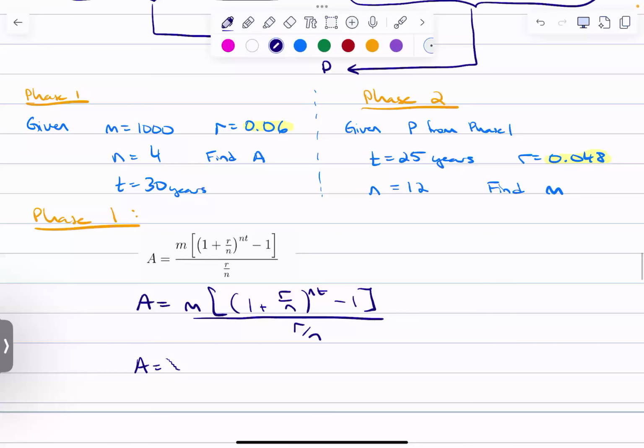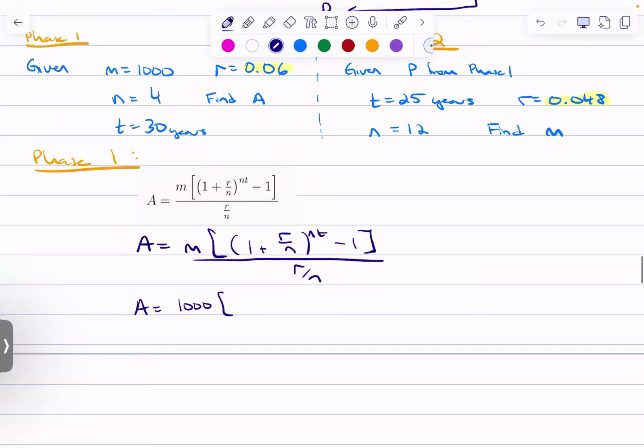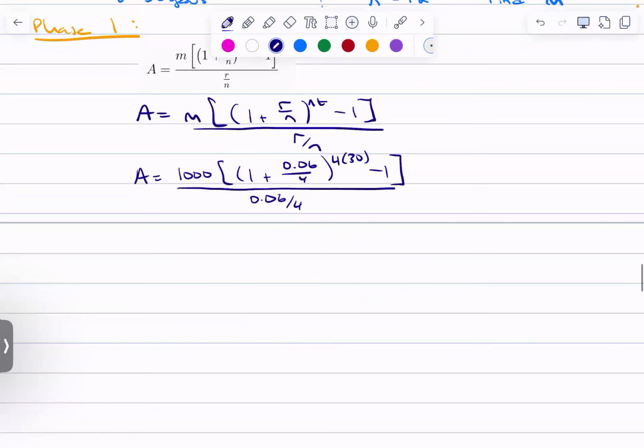I know M is 1,000. I'm going to try to keep it: times 1 plus 0.06 divided by 4 to the power of 4 times 30 minus 1, divided by 0.06 divided by 4. Let's see, is 0.06 divided by 4 anything nice? It is. That's exciting. It doesn't really make a difference, but it's always just kind of nice when it's a nice number.